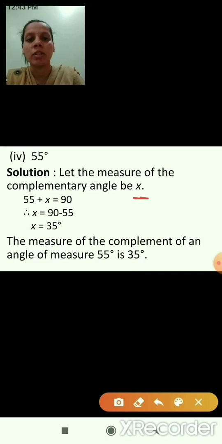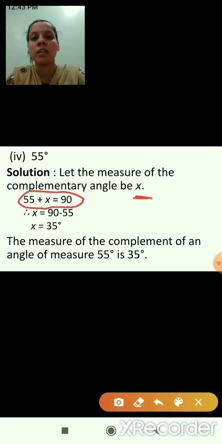So what is the measure of its complementary angle? That we consider as x. So the first step is 55 plus x is equal to 90 degree. As you can see here, one angle is 55 and the other angle we are considering as x. So 55 plus x is equal to 90 degree, as they are complementary, so their sum is 90 degree.